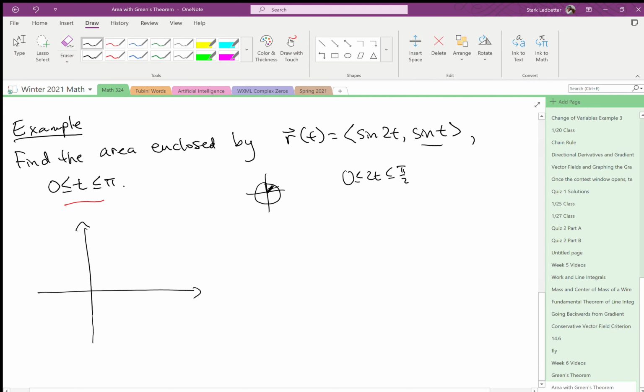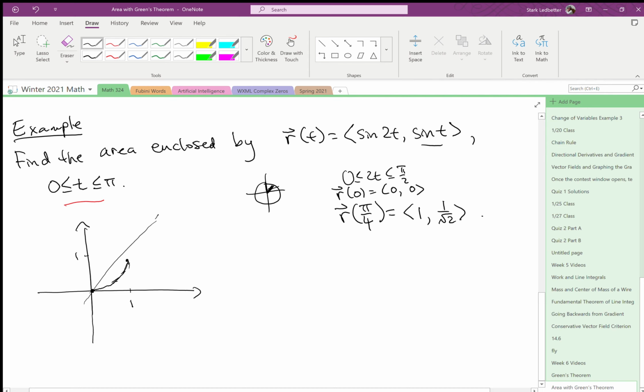Up to pi over 2, so r of pi over 2, and we're going to start at 0, 0, right? r of 0 is 0, 0. At t equals pi over 4, 2t is pi over 2, so sine of pi over 2 is 1, and sine of pi over 4 is 1 over root 2, or about 0.7. So we start at 0, 0 and go to the point 1, 0.7. Let's say that's the line y equals x. Then the x-coordinate is always going to be greater than the y-coordinate.